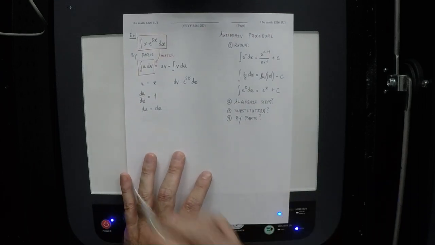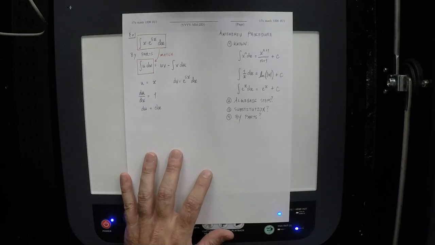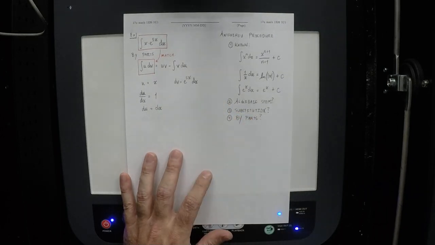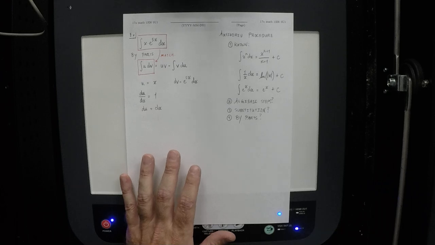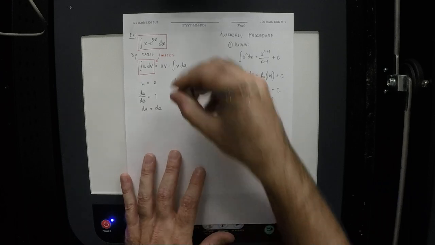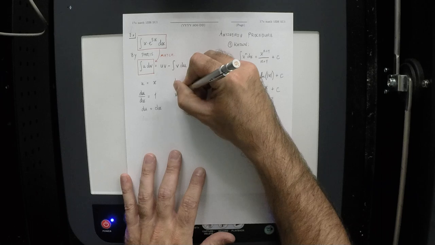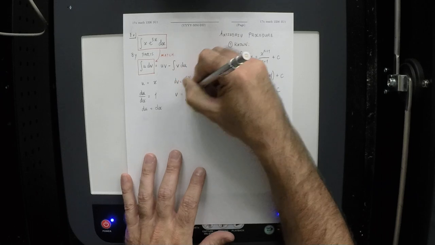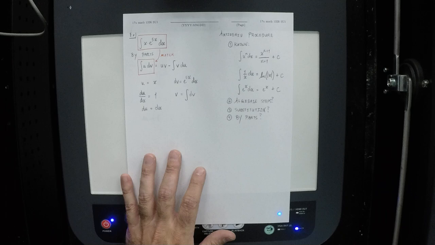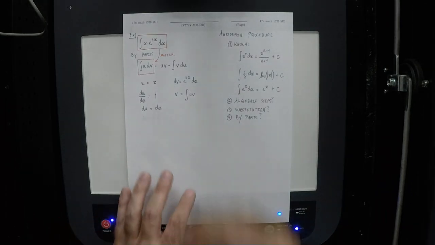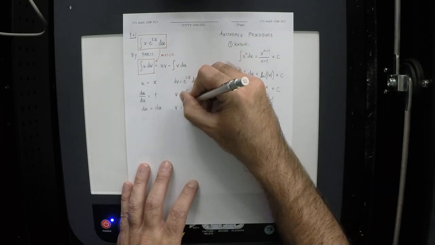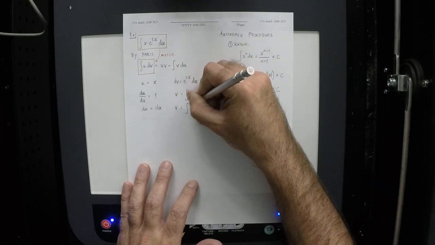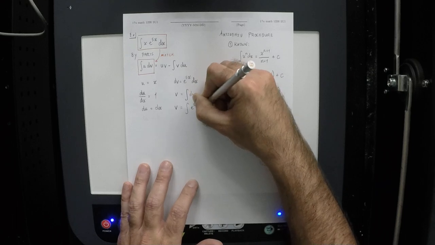Okay, so now we have three of the four quantities. We have u and du, and we also have dv. Which one do we not have? V. We don't have v. How do we get v? Right. So we can get v, which is what we want, by anti-differentiating dv. Okay, so we can get v from that. So v is the antiderivative of e to 5x dx.